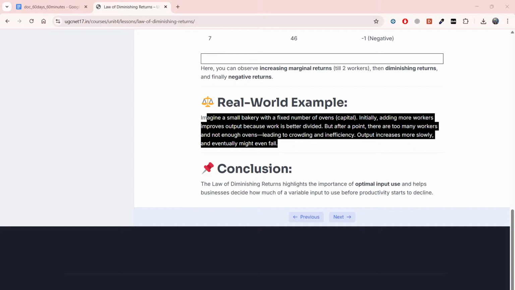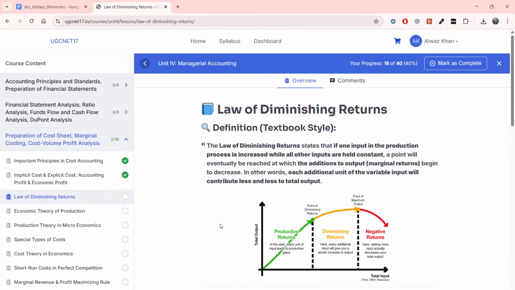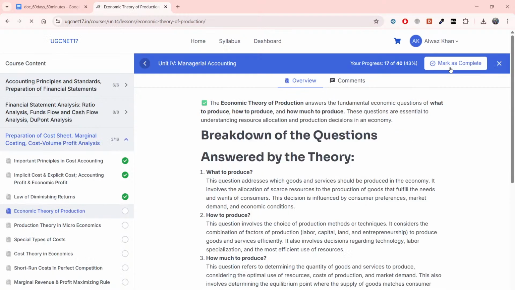So yes, now we will continue ahead. ये हमने कर लिया है लॉ ऑफ डिमिनिशिंग रिटर्न्स. This will mark it as complete.